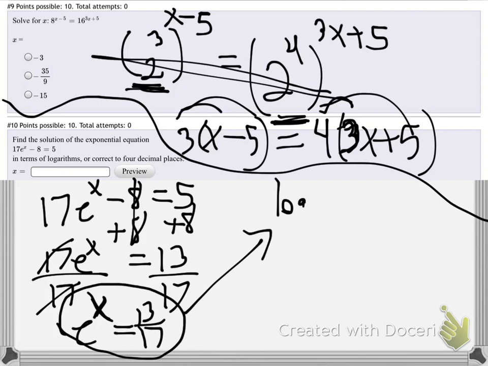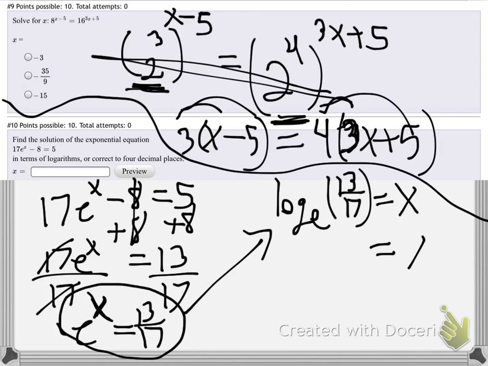So this would be a log base e, because the base number is e, log base e of 13 over 17 equals x, because x is the exponent. And by the time we're there, you've got the x by itself. And it's just calculator work. But remember, log base e, if you have a calculator that can handle that, then do that.